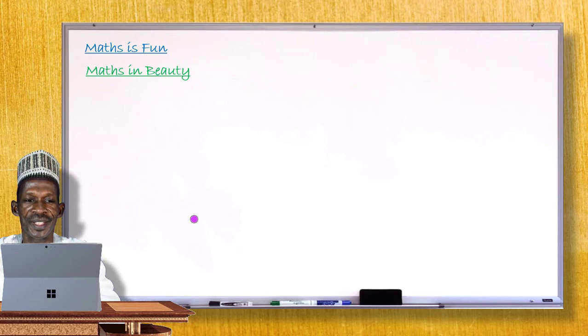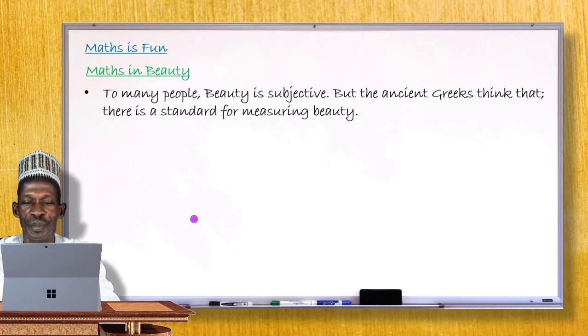So this is maths in beauty. That is how you can use maths to measure beauty. This is an interesting concept. It says that to many people, beauty is subjective. That is, the face or the person that you consider to be beautiful may not be the same case with me. Similarly, the person I consider to be very beautiful may not be the same with you. This is what we mean when we say beauty is subjective.